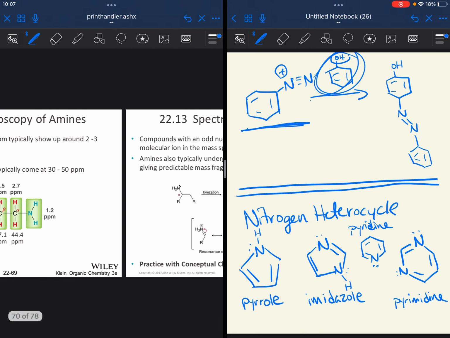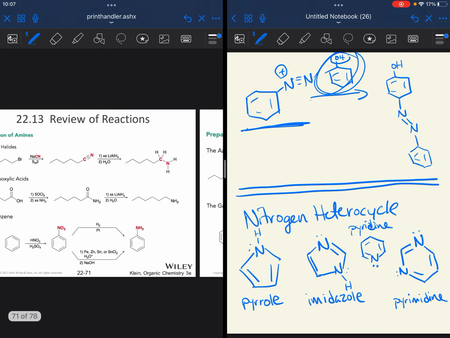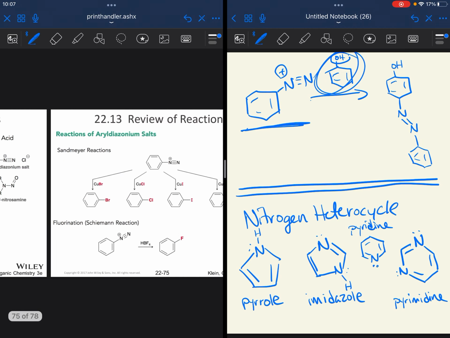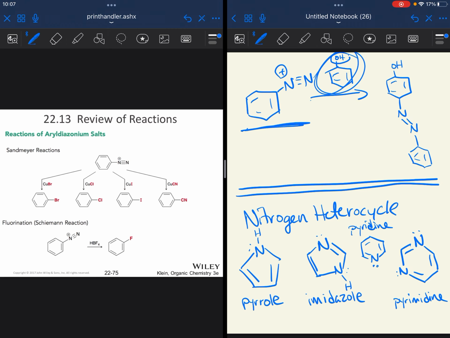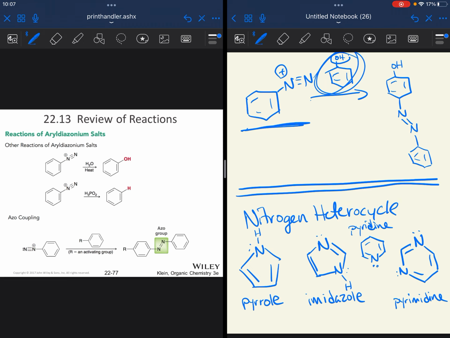We already covered all the spectroscopy that we are going to cover, but don't forget there at the end of chapter 22, you do have some good review slides, right? So review of all your amines, and then also getting into the Sandmeyer reactions and what you can do with diazonium salts all the way up to the coupling. And that is going to be it for chapter 22.